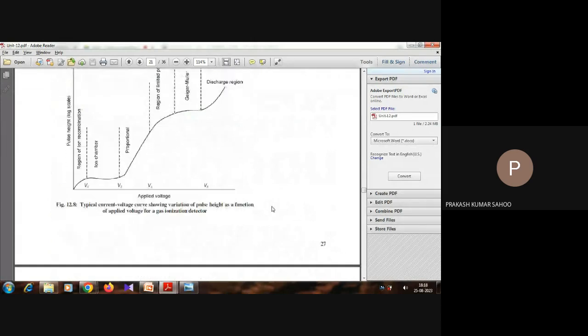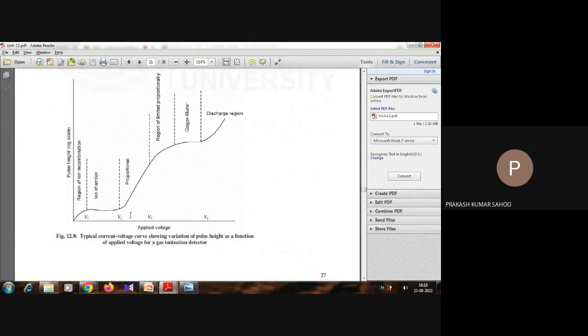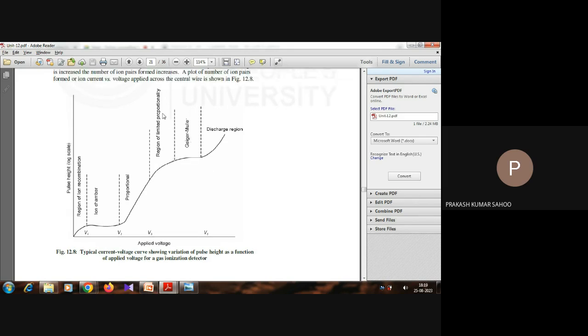So we have a plot here of applied voltage versus pulse height. This is the pulse voltage V1 to V5. Then we have the current-voltage curve here: the ion chamber, the region of recombination, the region of proportionality, the Geiger-Muller chamber, and the discharge region. These are the different types of radioactive detection.